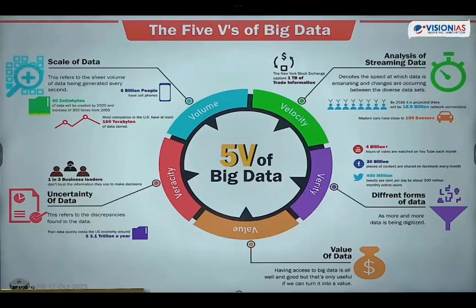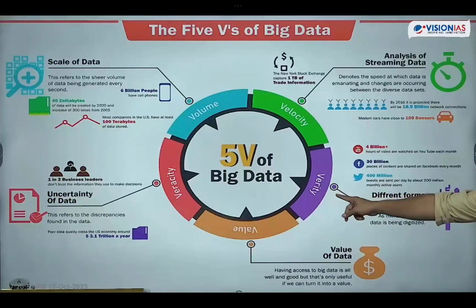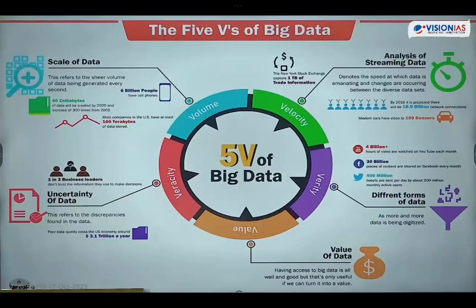Next one is velocity of data. Velocity of data means how much speed we are able to access this data. Next one is variety of data. Variety means different forms of data.